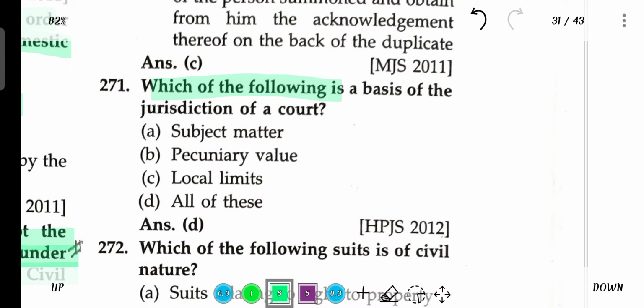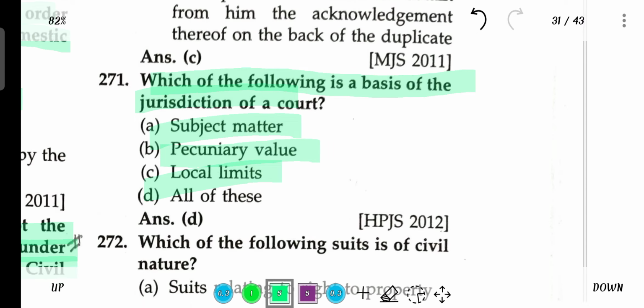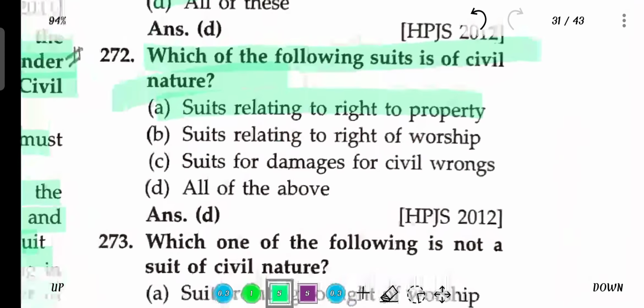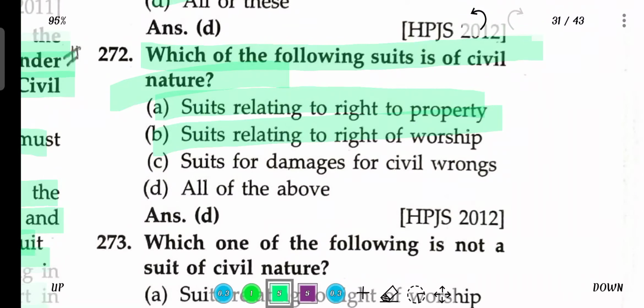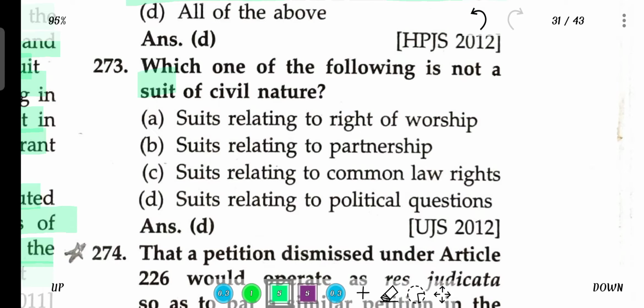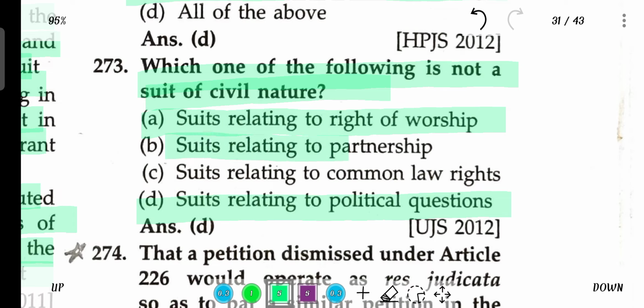Which one of the following is the basis of the jurisdiction of the court? Subject matter, pecuniary jurisdiction, local limit. Which one of the following is a suit of civil nature? Suit relating to the right of property, suit relating to right of worship, suit for damages for civil wrong. Which one of the following is not a suit of civil nature? Suit relating to a particular question. Which one is a suit relating to the right of worship, suit relating to partnership, suit relating to common law right?